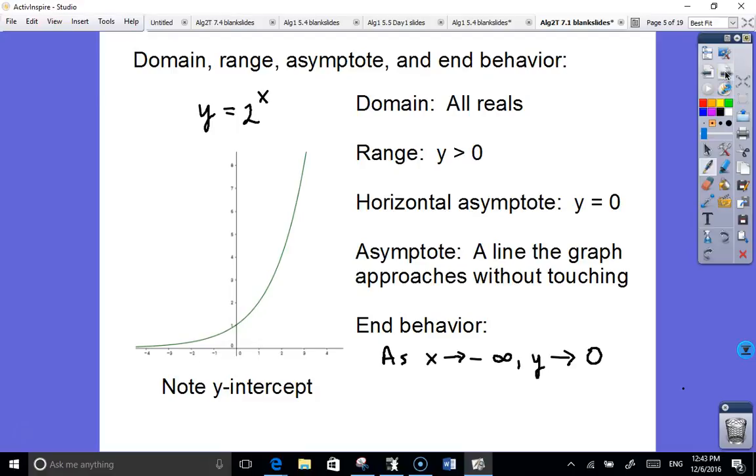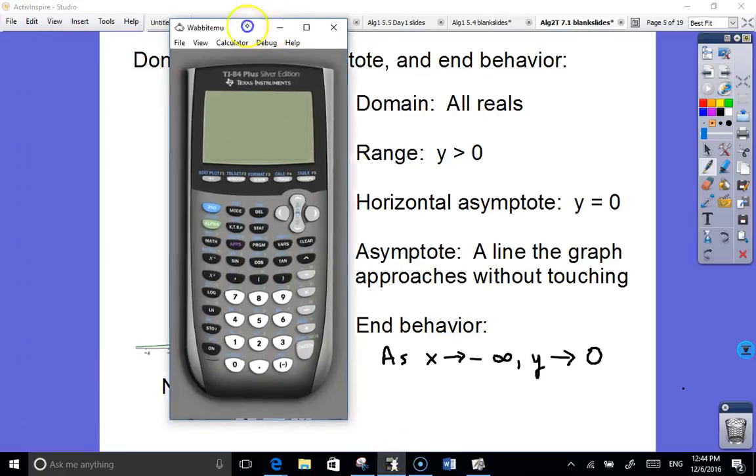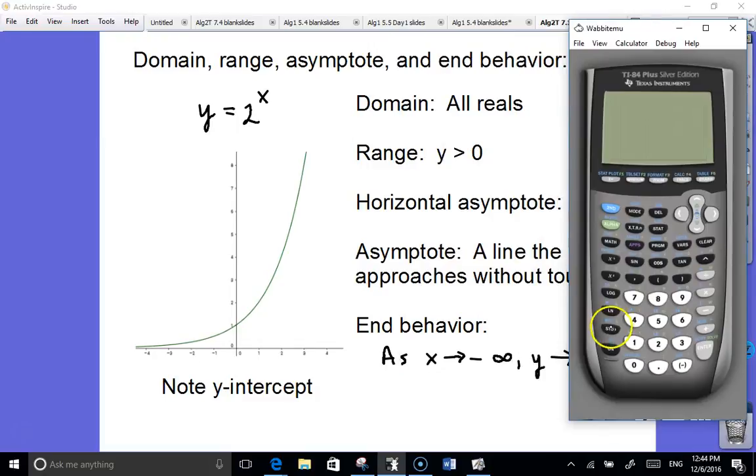Okay, here's a little cleaner graph to look at. This is y equals 2 to the x. And really the first thing we should look at is this concept of an asymptote. So with your calculator, go to y equals and put in y equals 2 to the x.